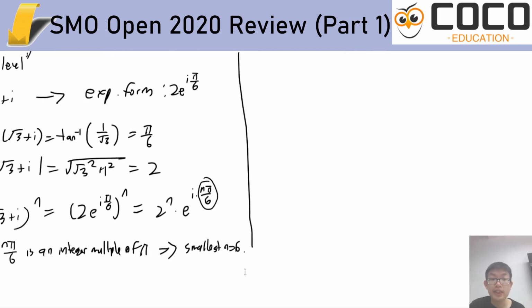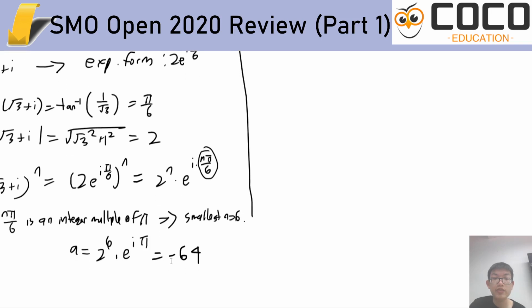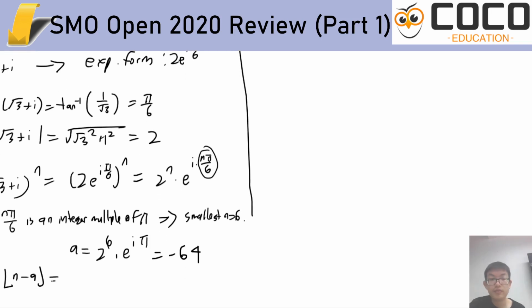And if the smallest n is just 6, a, which is this quantity, is 2 to the 6 times e to the i pi, which is negative 64. Okay, e to the i pi is negative 1. 2 to the 6 is 64. Again, with this very unnecessary floor function on the outside, you can just ignore that. The floor function doesn't really matter.